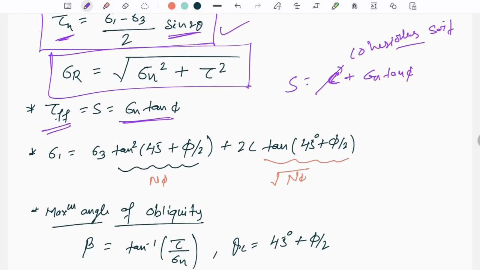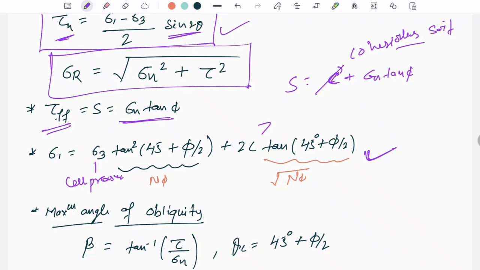Next is sigma 1 is equal to sigma 3. This is the expression for sigma 1. To find sigma 1: sigma 1 is equal to sigma 3 tan square (45 plus phi by 2) plus 2c tan (45 plus phi by 2), where c is the cohesion, sigma 3 is the cell pressure, and phi is the angle of internal friction of the soil.